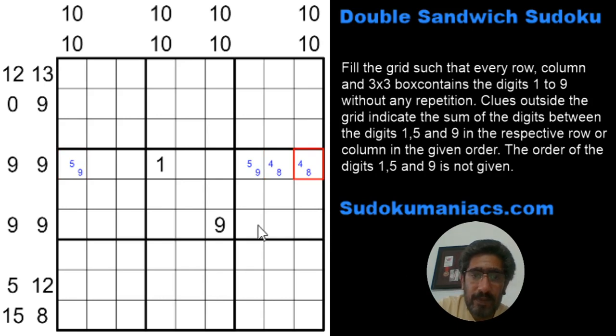Correct? Similarly for this 9, this boundary will be a 1, 5 and this would be a 1, 5. Which again, 9 plus 9 is 18 and 15 is 33, which gives me a 4 8 here.